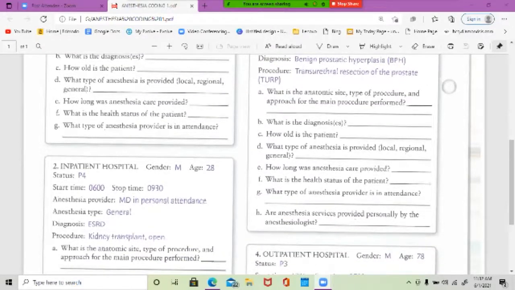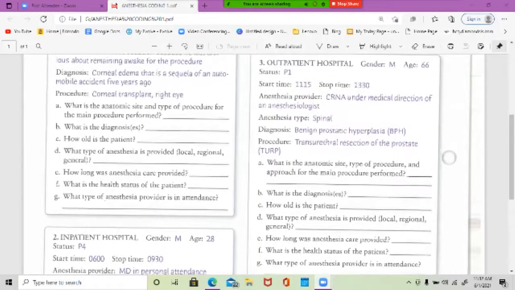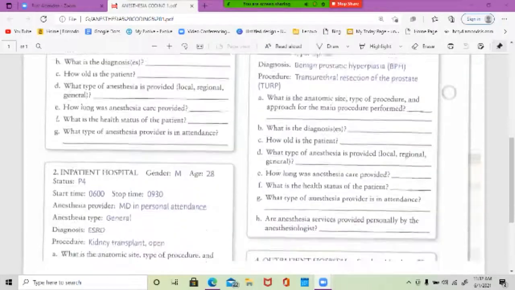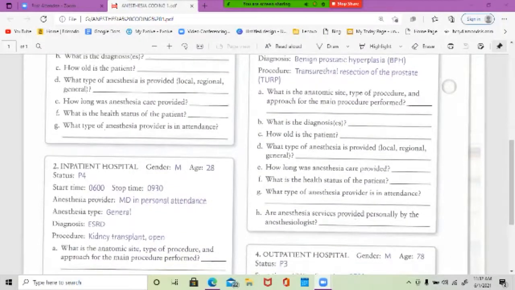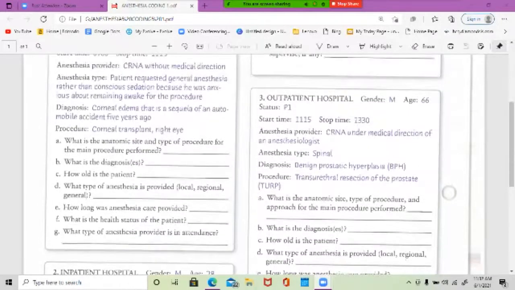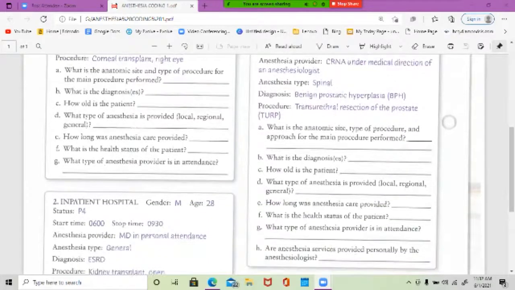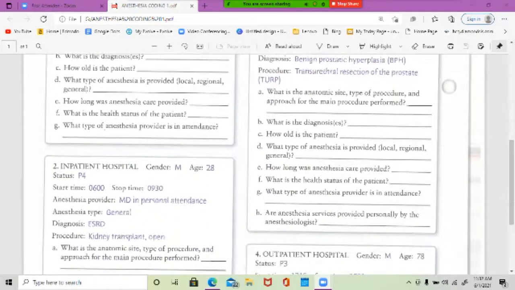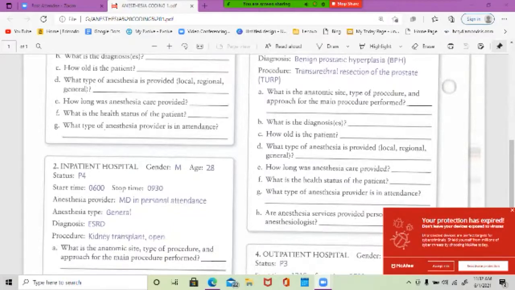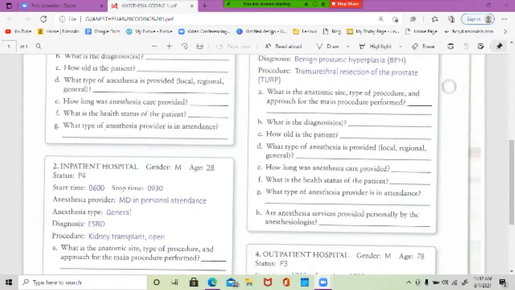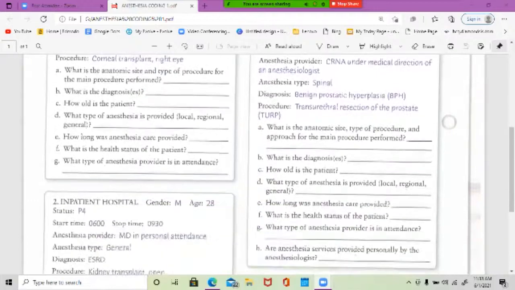Okay, what is the health status of the patient? P1, a normal healthy patient. Great. What type of anesthesia provider is in attendance? CRNA under medical direction of an anesthesiologist. Great. Are anesthesia services provided personally by the anesthesiologist? No. Nope, they're not.